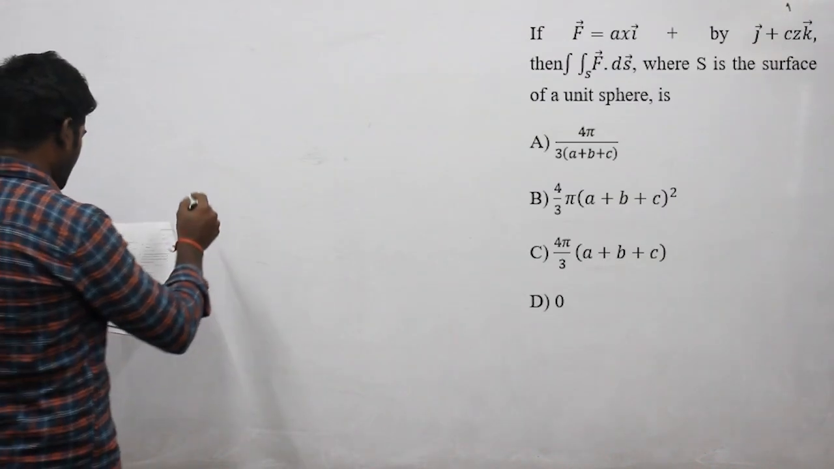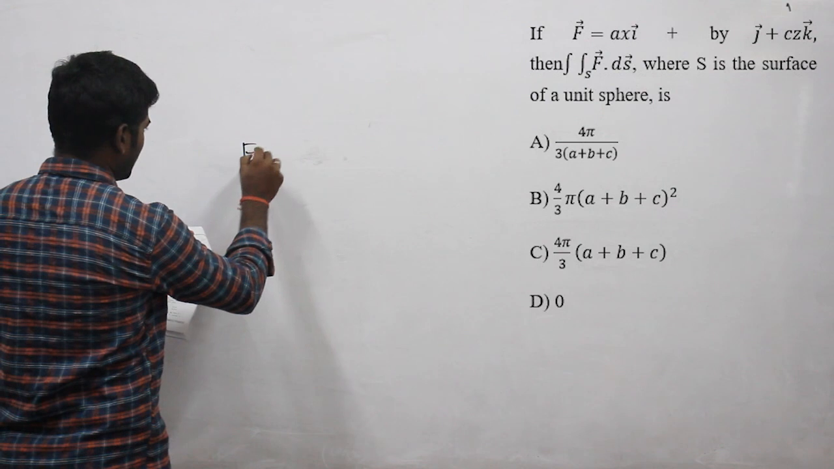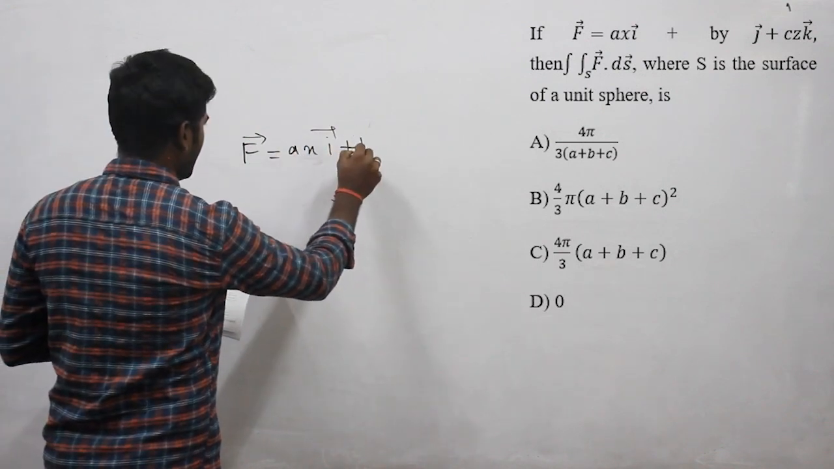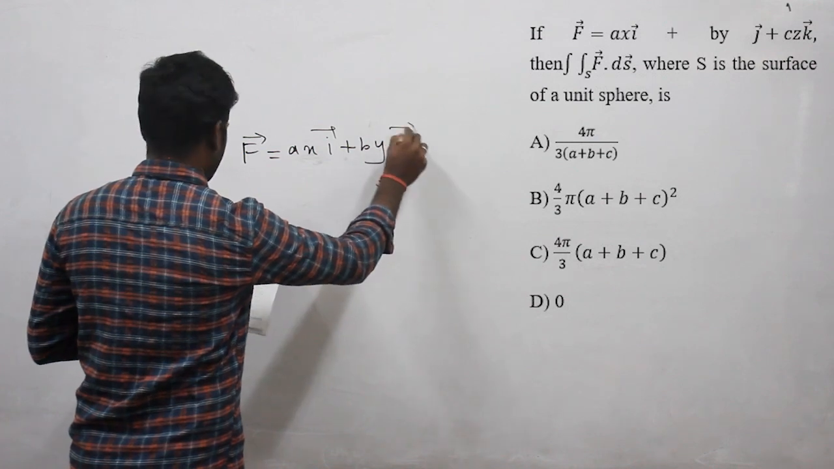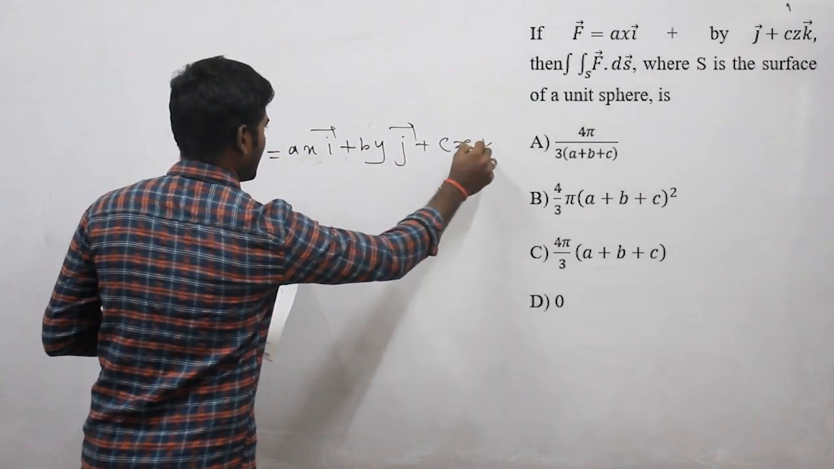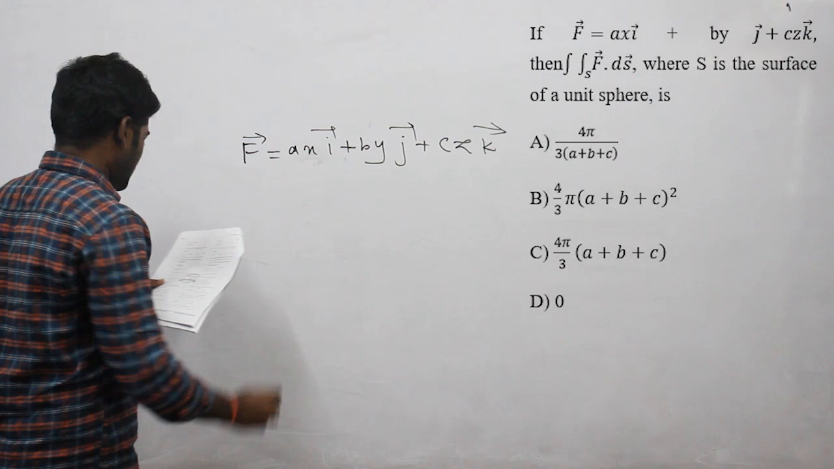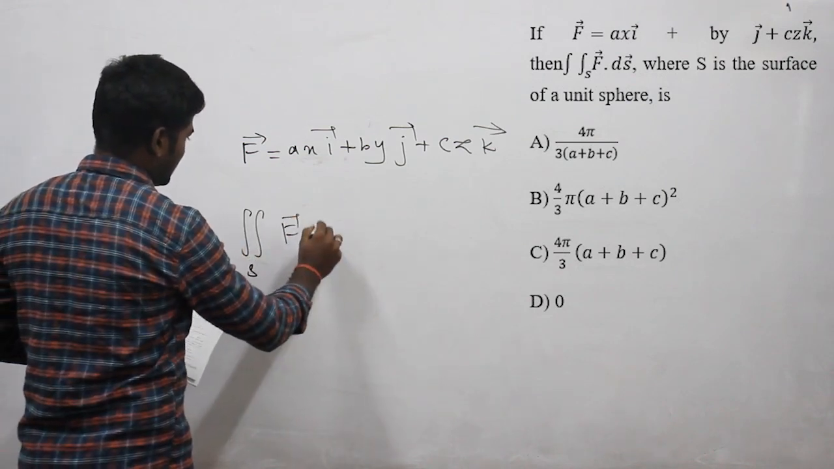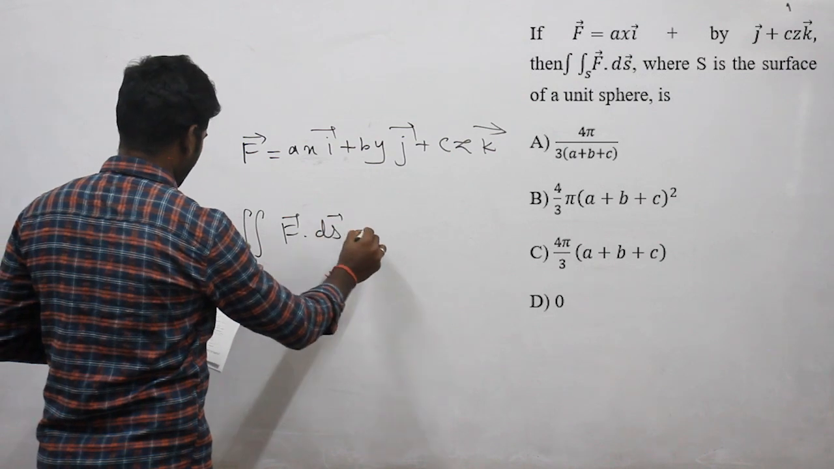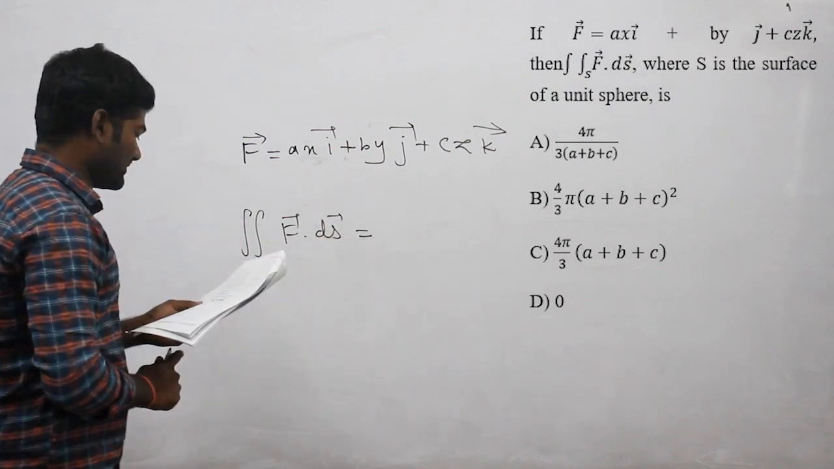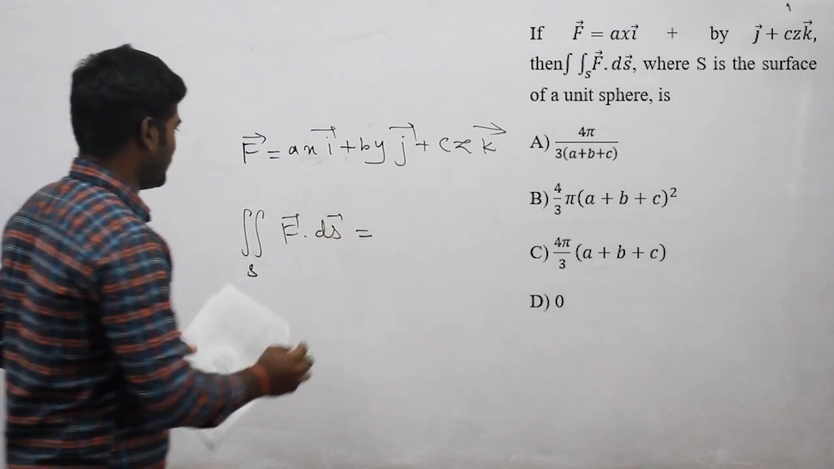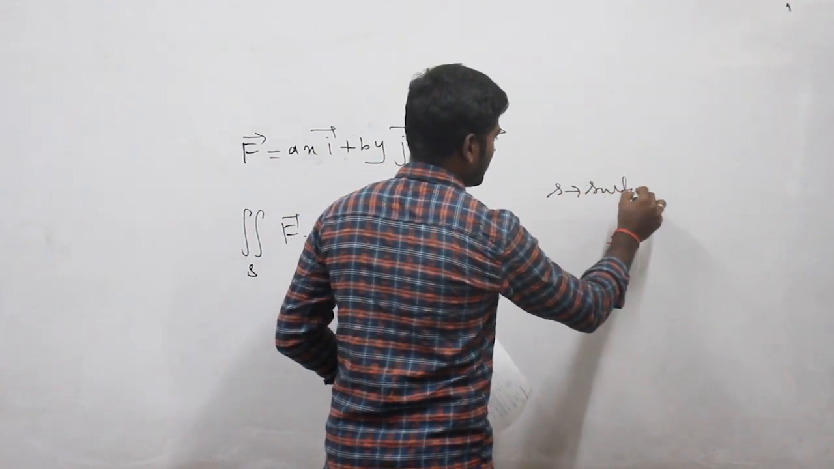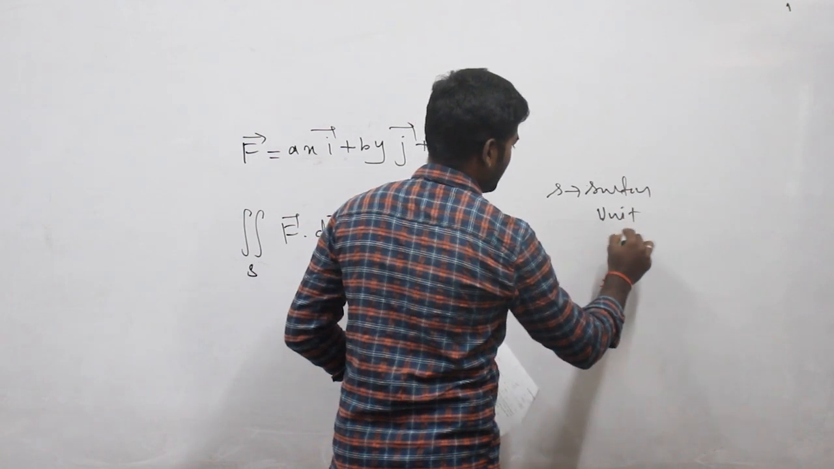Solution of 10th question, if f vector equal to ax i vector plus by j vector plus cz k vector, then double integral over s of f vector dot ds vector equal to, where s is the surface of the unit sphere.